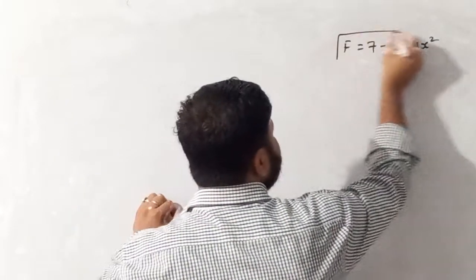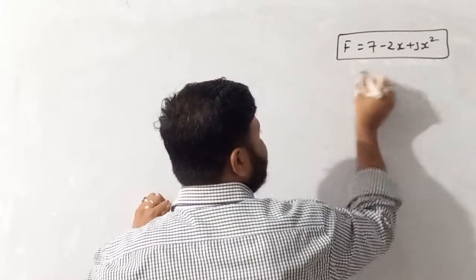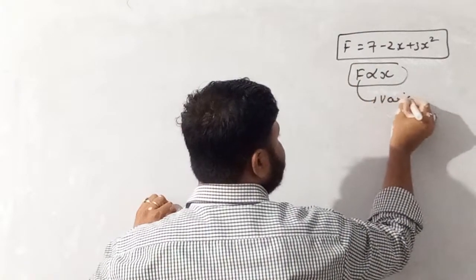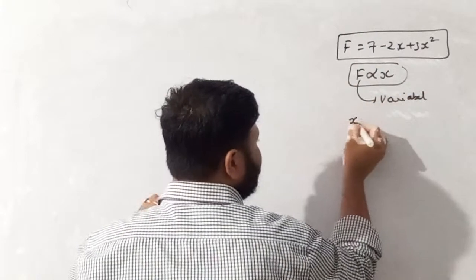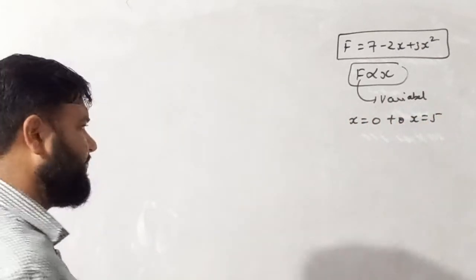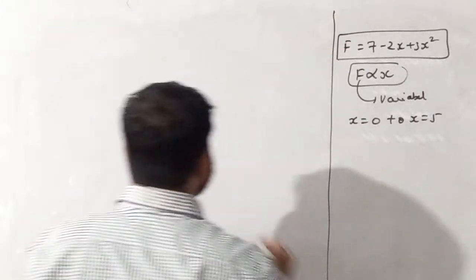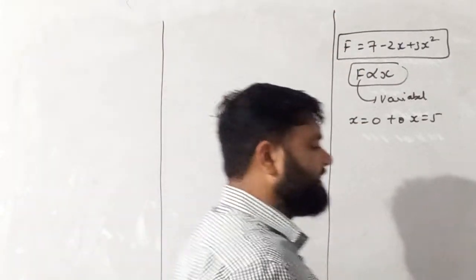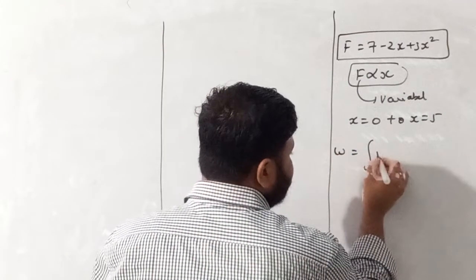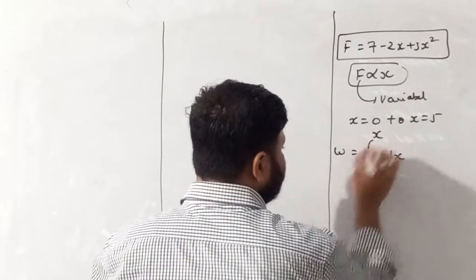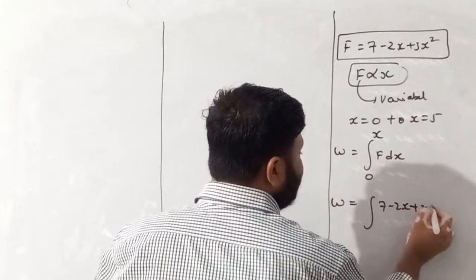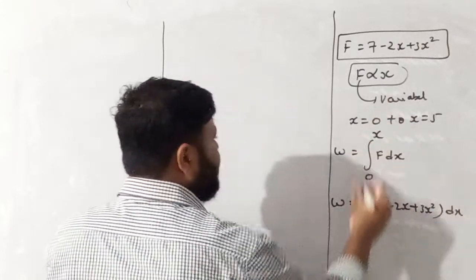So my dear students, see here, force is variable because force depends on x. Hence this force is nothing but a variable force. We have to find the work done from x equals 0 to x equals 5. As we all know, if force is variable, then we have to follow the formula of work done through integration. So work done is integration of F dx. So work done becomes equal to the integral of 7 minus 2x plus 3x square dx, with x from 0 to 5.